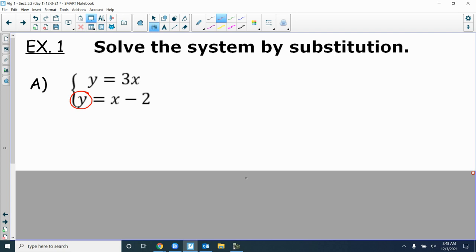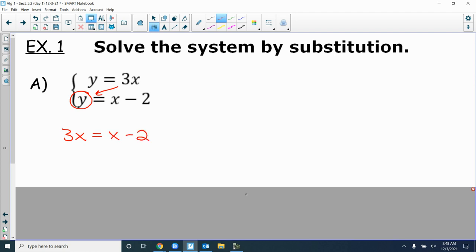Austin? Would it be the 3? Not just the 3, but the 3x. Y equals 3x. So take this y out and put 3x in its spot. See what I did there? I took that y out and I put 3x in its spot. Why in the heck is that useful?